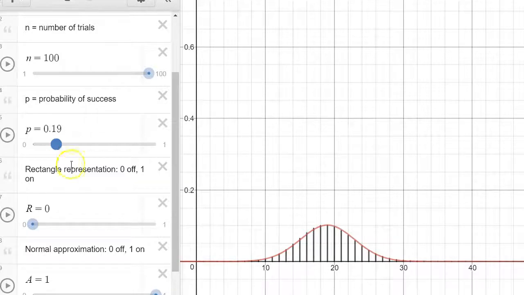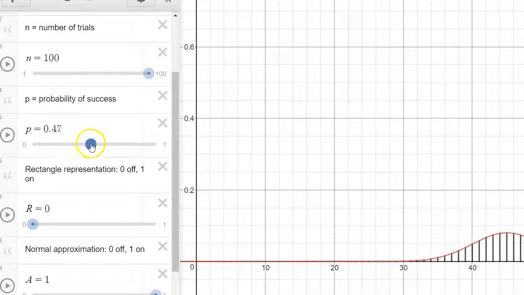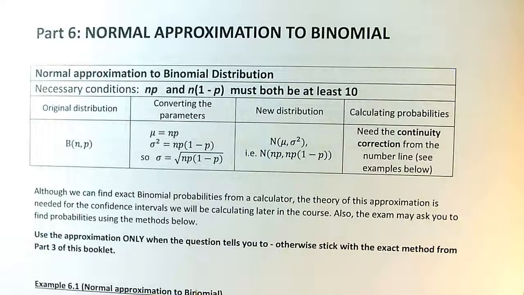So we need to first of all decide when this approximation seems to make sense. And we've said that for values of n, the bigger the better, and for values of p, the closer to 0.5, the better. So if I make p 0.5 for n is 100, then if I move the window so you can see it, it's a very, very good fit to the normal model. Okay, so if we now have a look at your notes, you can see that you've got this rule.